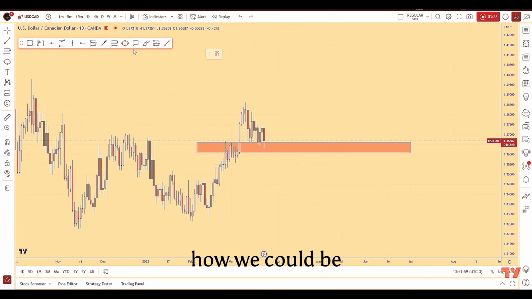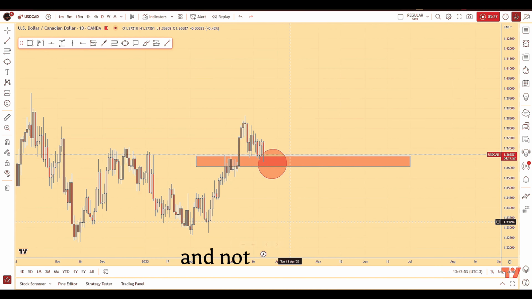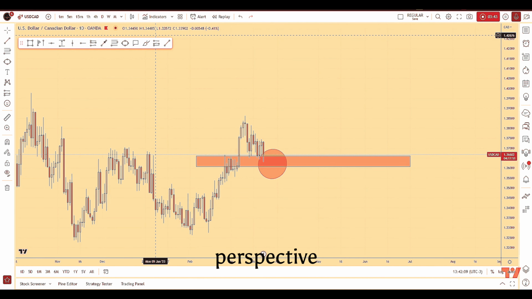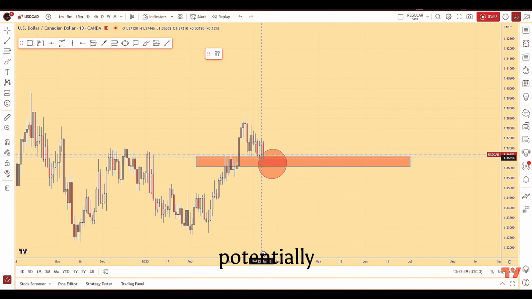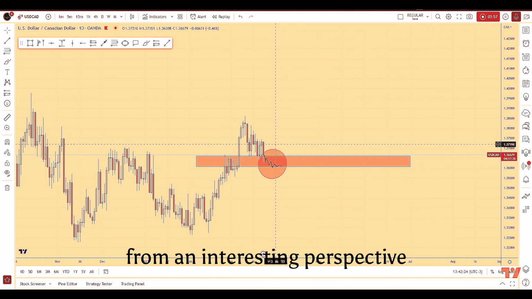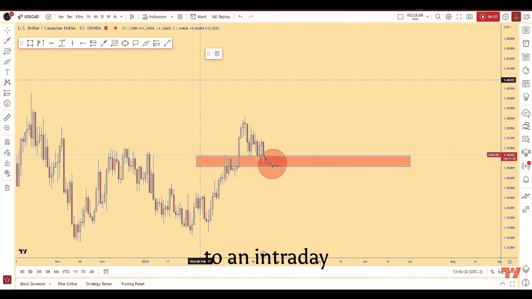So how we could be approaching a move like this. Now, as usual, trading is reactive and not predictive. The monthly, weekly, and daily, those are the best time frames from a directional perspective. However, when it comes to confirmations and entries, the best time frames are the intraday time frames, so 4 hour and lower. Therefore, what we could be doing, potentially also with students, is monitoring price action from an intraday perspective during this move to the downside, waiting for the market to shift from an intraday bearish market as we would have to an intraday bullish market.